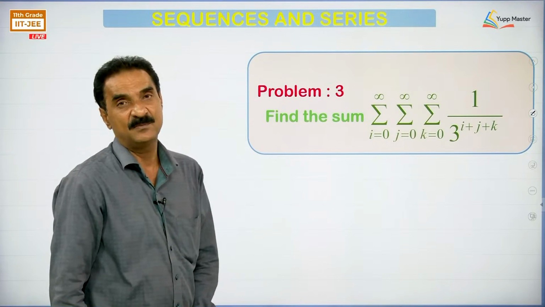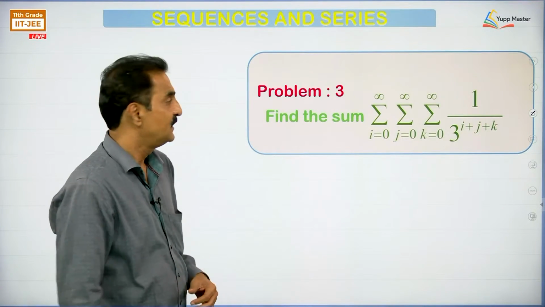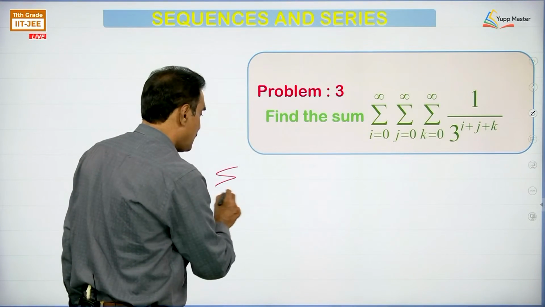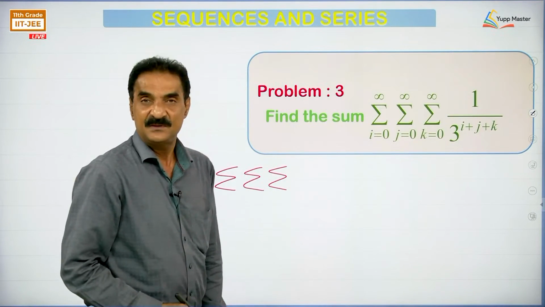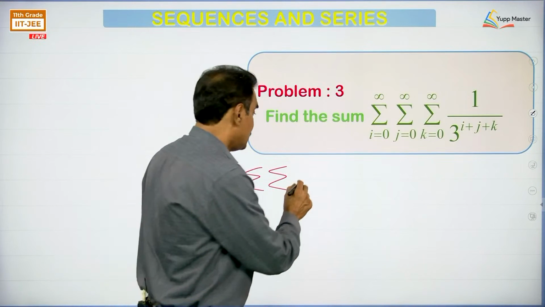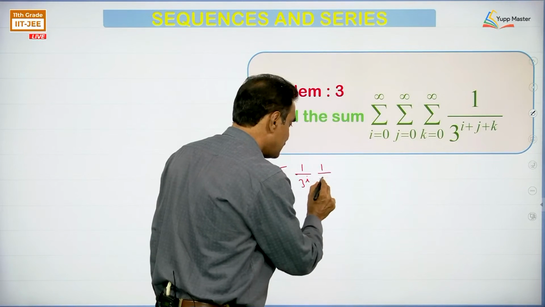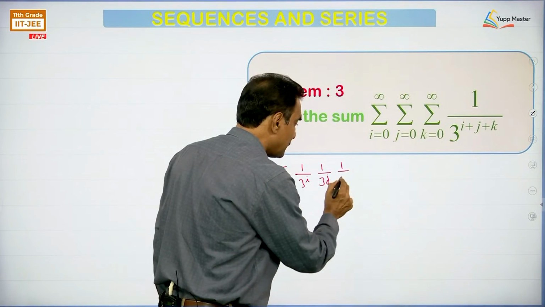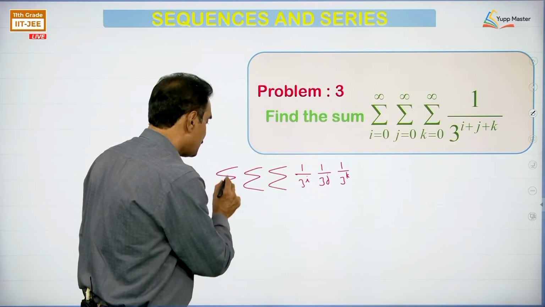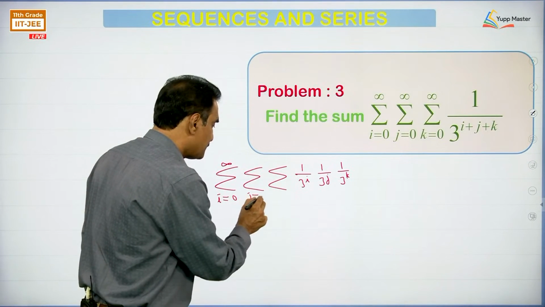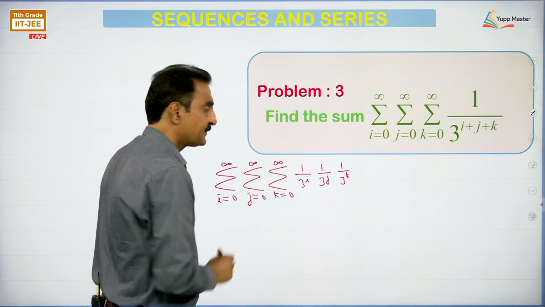Here we have 3 variables i, j, k. That is why 3 sigmas are there. Sigma, sigma, sigma. We can write 1 by 3 power i plus j plus k as 1 by 3 power i into 1 by 3 power j into 1 by 3 power k. i varies from 0 to infinity, j varies from 0 to infinity, and k varies from 0 to infinity.